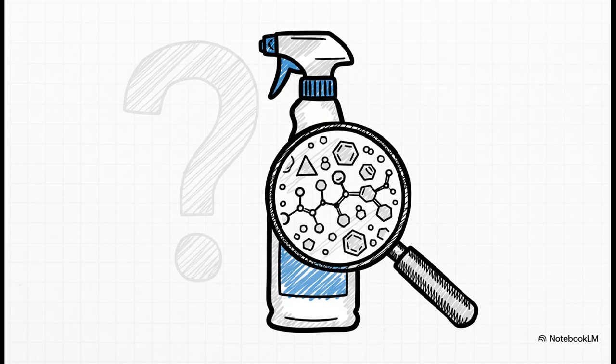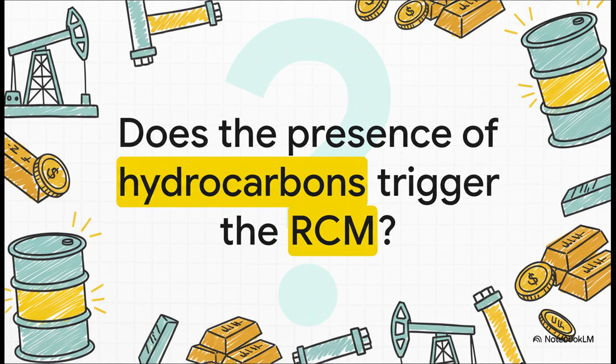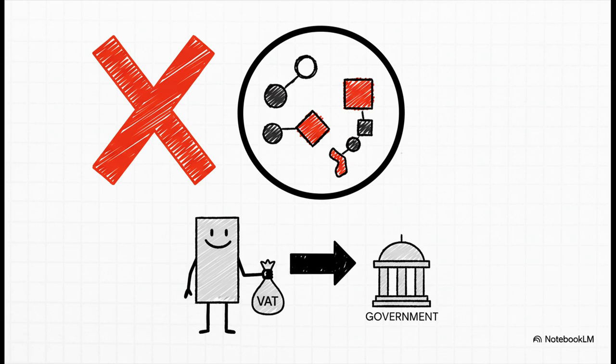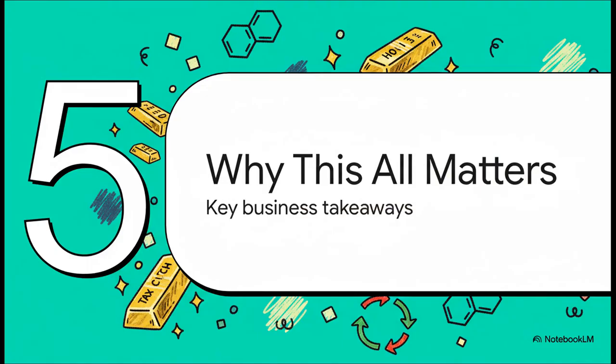Okay, now for the second part of our puzzle. We've got an energy supplier selling cleaning products, and these products contain some hydrocarbons. What do you think? Does the fact that there are hydrocarbons in the product automatically trigger the reverse charge? And the answer is a big, clear no. And this is exactly where that specific definition becomes so important. Remember, the RCM only applies to pure hydrocarbons. A cleaning fluid that has other chemicals mixed in is just not a pure hydrocarbon, so the mechanism doesn't apply. The seller just charges standard VAT like any other normal sale. And there you have it. Puzzle solved.